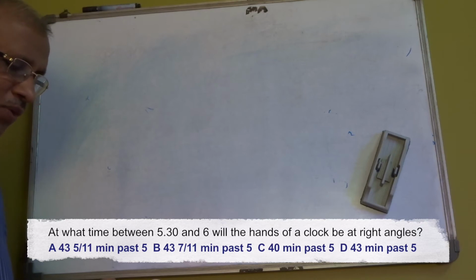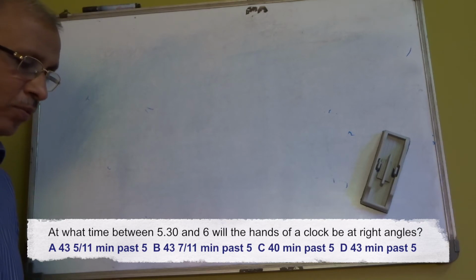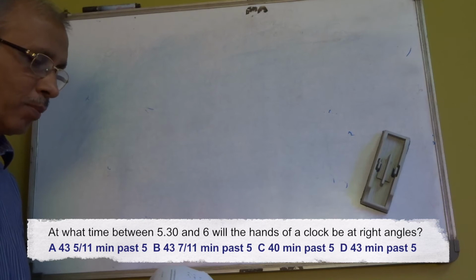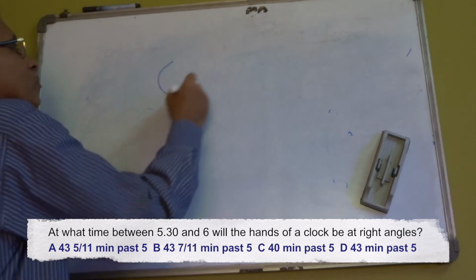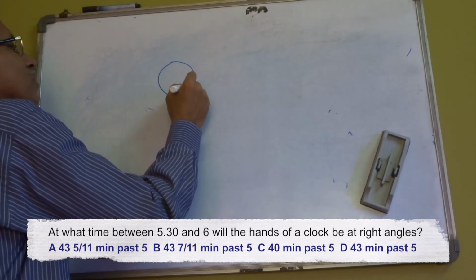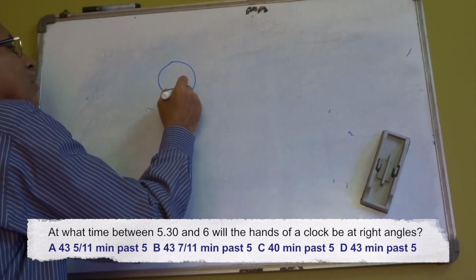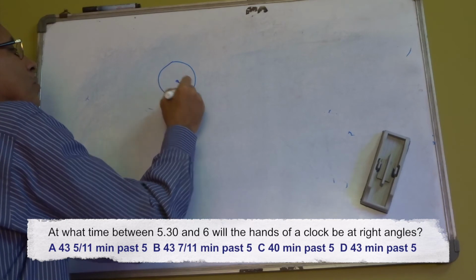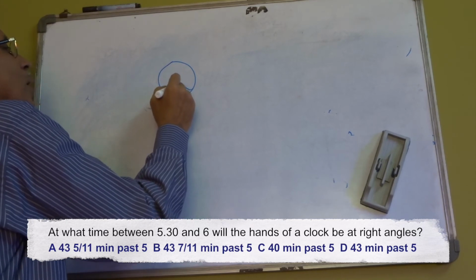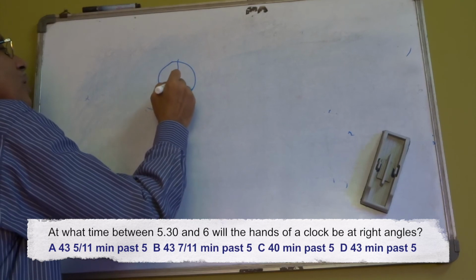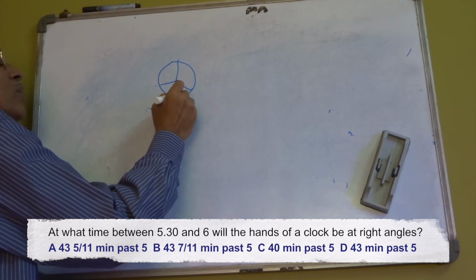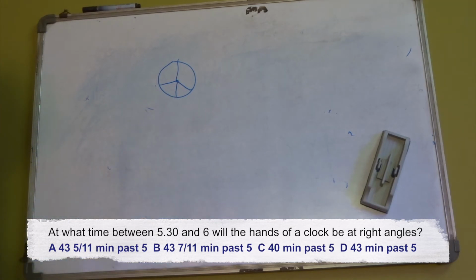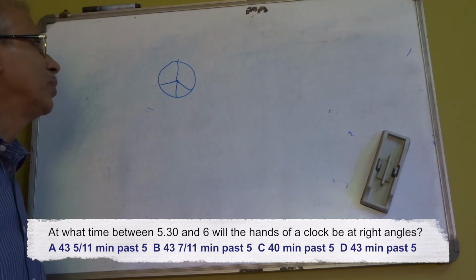At what time between 5:30 and 6 will the hands of a clock be at right angles? Between 5:30 and 6, it is somewhere after 5:40. So the hour hand will be between 5 and 6, and the minute hand should be at about 8.